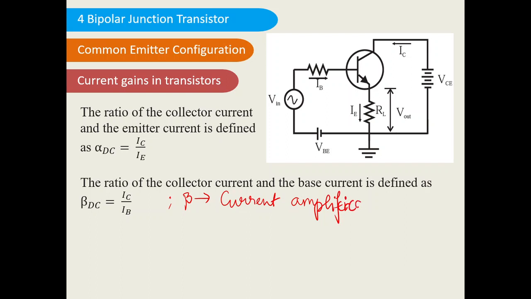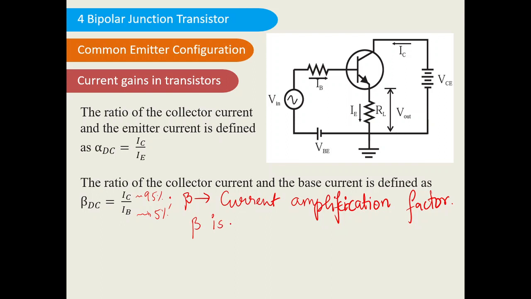Amplification factor. Current amplification factor. The current amplification factor is nothing but the ratio of IC divided by IB. Here IC is 95 percent and IB is only 5 percent.